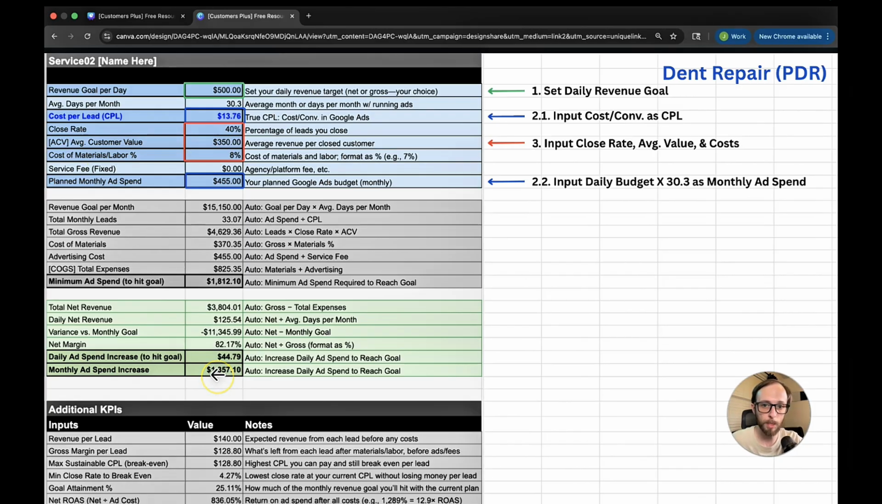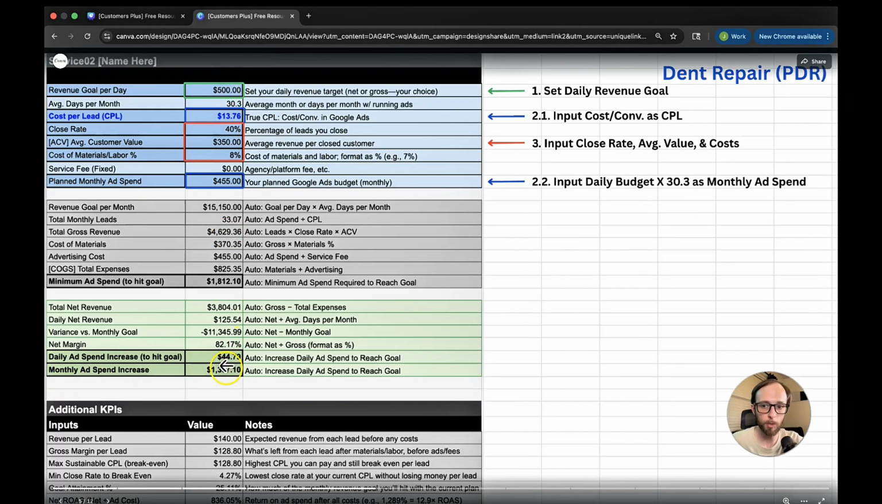We can see to reach this goal for the paintless dent repair campaign, we would need to increase our daily budget by $44 more for a total of $1,357 more per month in spend to reach $500 a day in revenue. So for about, let's say, 3 days worth of revenue, you could be making this every single day to increase your budget to this.